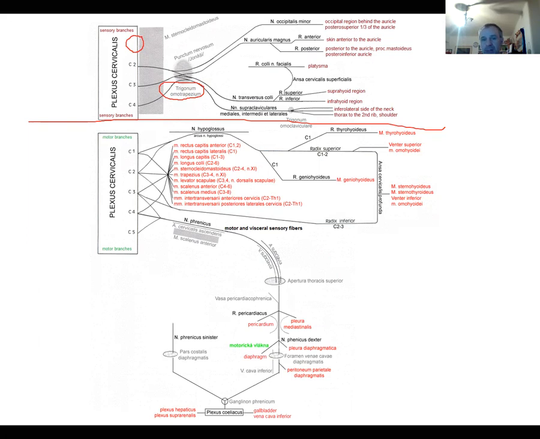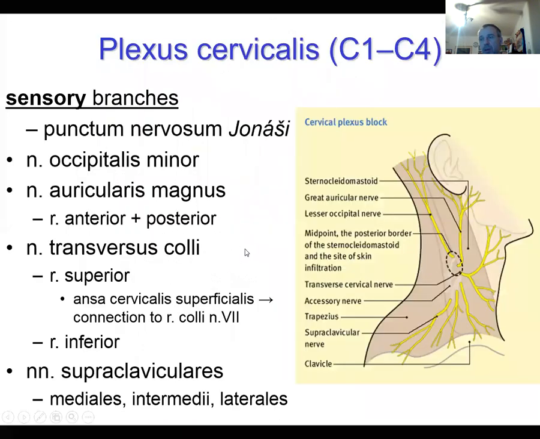What about the muscles? The muscles supplied by cervical plexus are a group of muscles. We are going to talk about them in detail. Then diaphragma supplied by phrenic nerve. So let's talk now about the individual nerves.